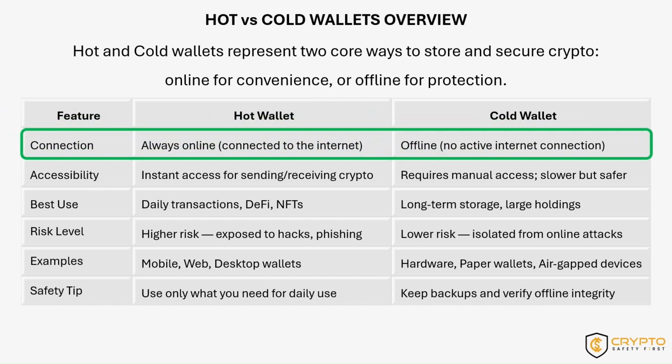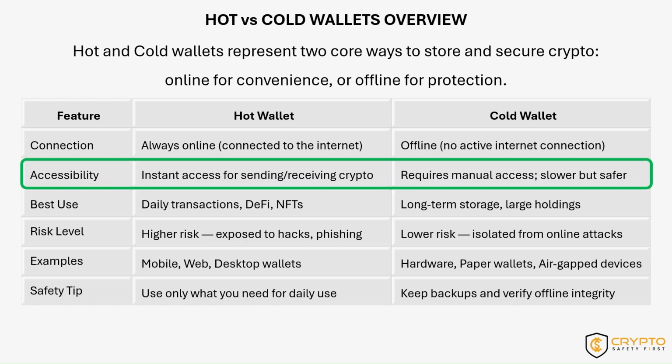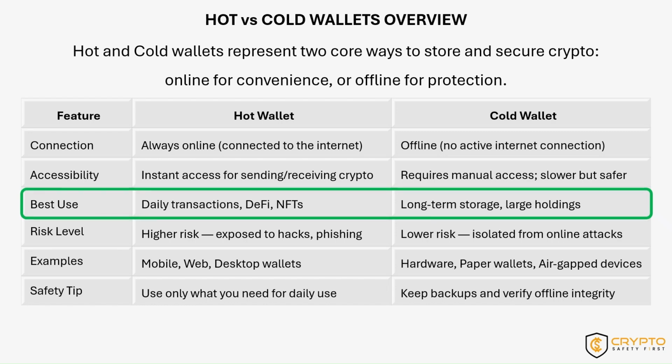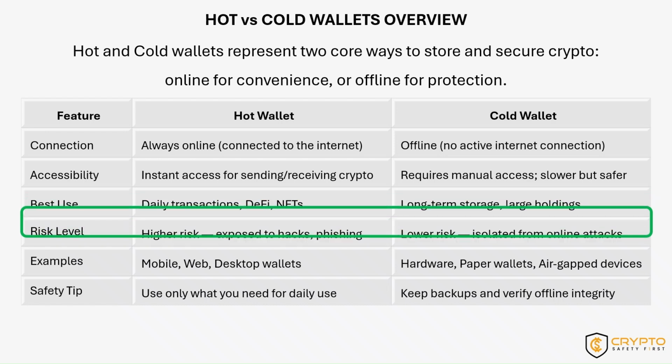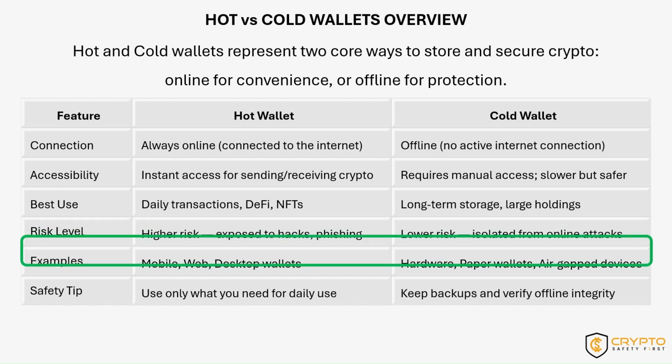Hot wallets are always online, connected to the internet. Cold wallets, on the other hand, stay offline, with no active internet connection. When it comes to accessibility, hot wallets give you instant access for sending or receiving crypto. Cold wallets require manual access, slower, but much safer. Hot wallets are best for daily transactions, DeFi activity, or NFTs. Cold wallets are designed for long-term storage and large holdings. In terms of risk, hot wallets face higher exposure to hacks and phishing. Cold wallets offer lower risk because they're isolated from online attacks.